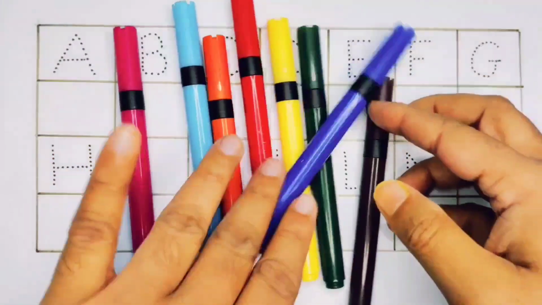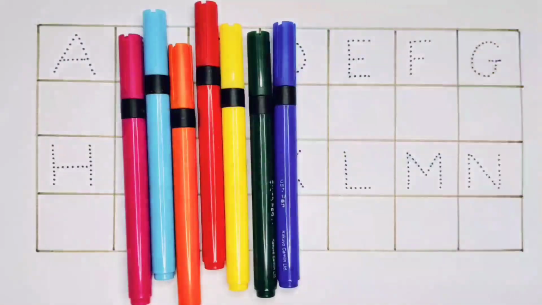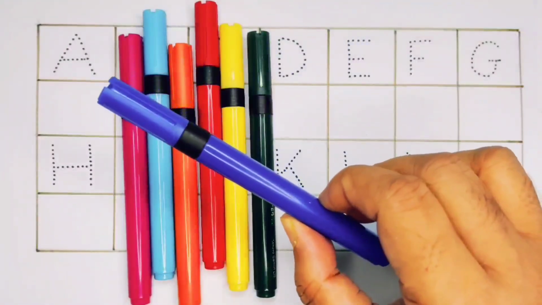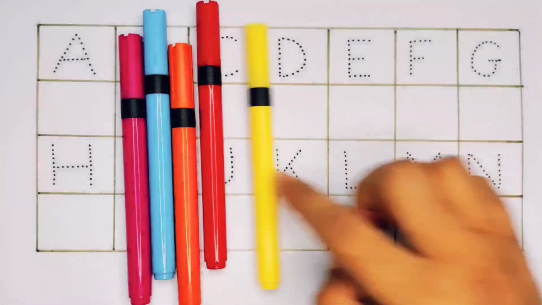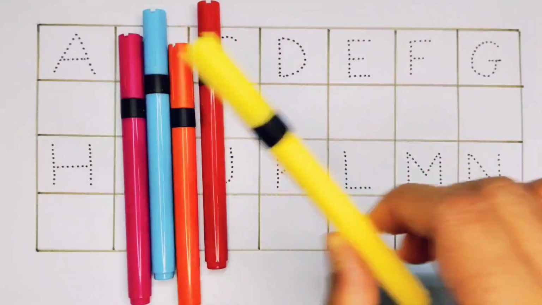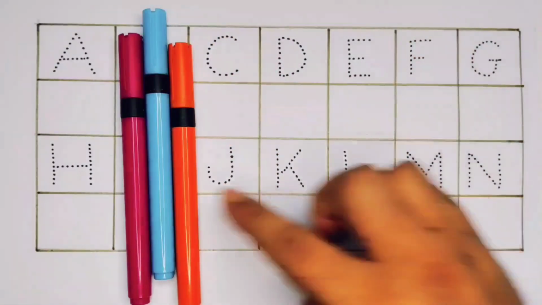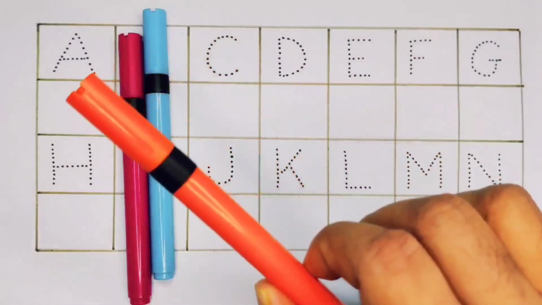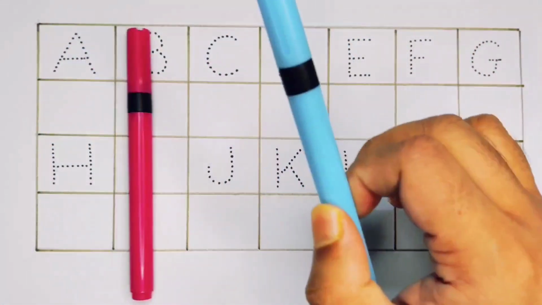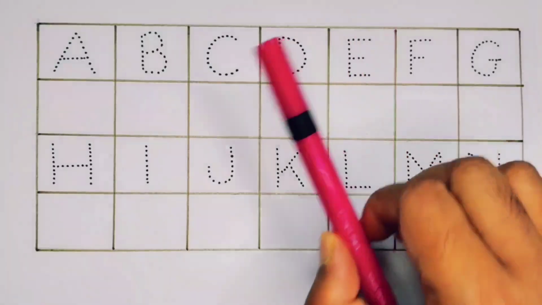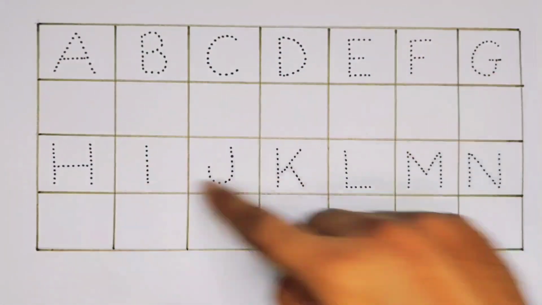First we are going to learn the colors. Chocolate color, blue color, green color, yellow color, red color, orange color, sky blue color, and pink color.